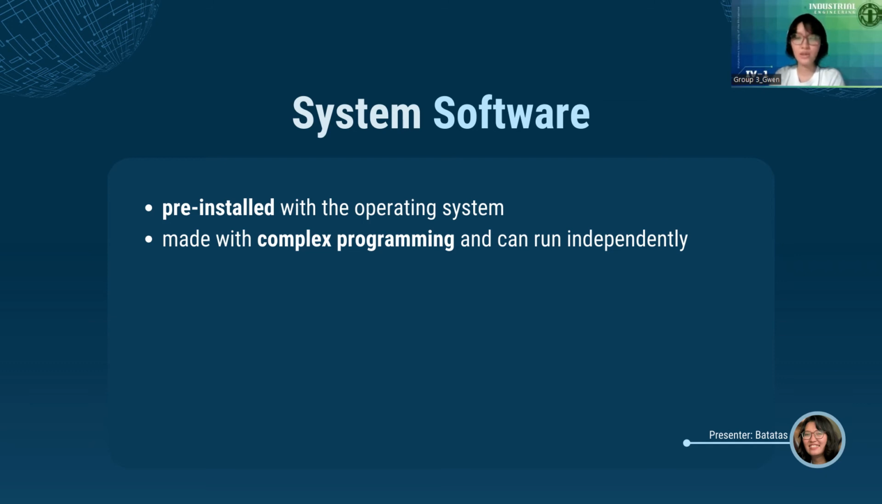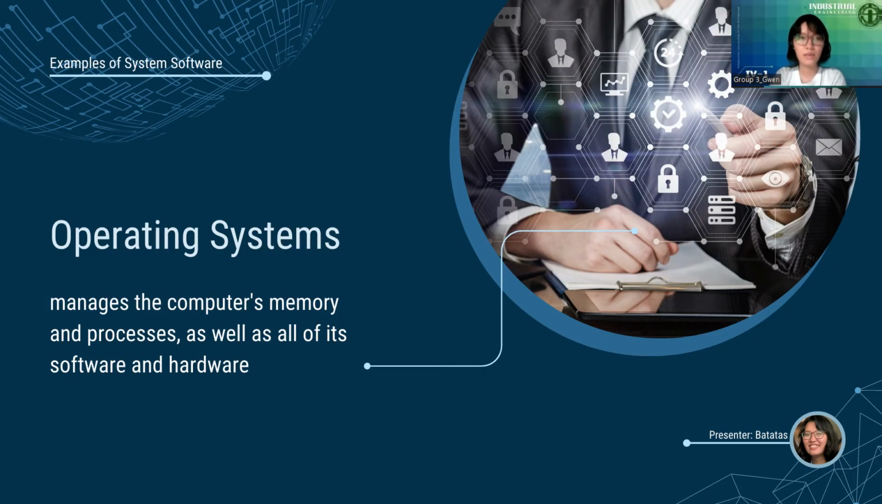System software is pre-installed with the operating system since, ayun nga, kailangan niya siya para mag-operate yung buong computer system. And system software was made with complex programming and can run independently. Common types of system software are the following. We have here the operating systems. The operating system manages the computer's memory and processes, as well as all of its software and hardware. It also allows the user to communicate with the computer without knowing how to speak the computer's language.